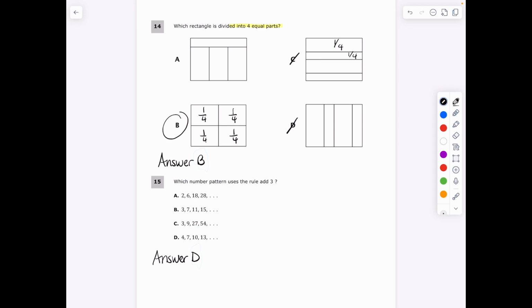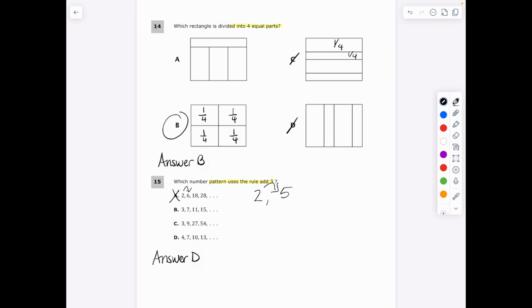Let's look at 15, and it's a pattern problem. They want to know which number pattern uses the rule plus 3. So in other words, I'm looking at the numbers and I'm just adding 3 to them each time. So if I started with 2 and added 3, I should get 5. And boop, that's not what happened here. I ended up getting 6.